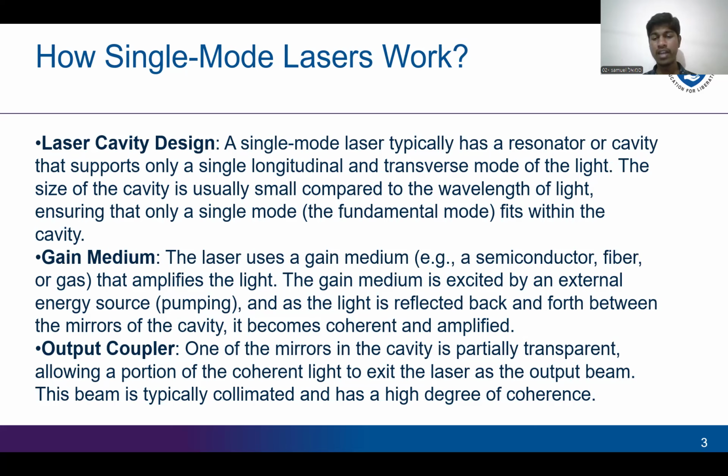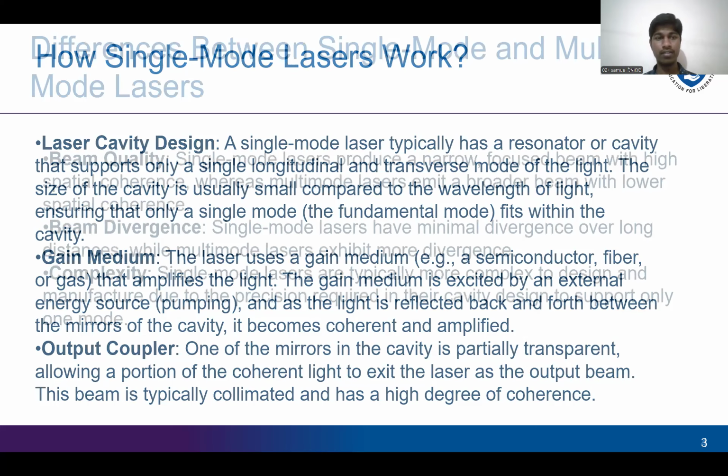One of the mirrors in the cavity is partially transparent, allowing a portion of the coherent light to exit the laser as the output beam. This beam is typically collimated and has a high degree of coherence.